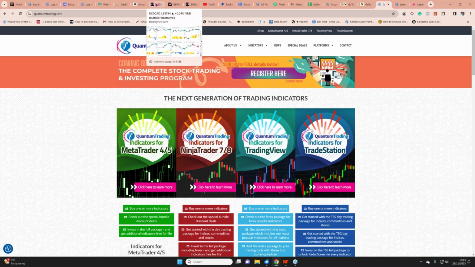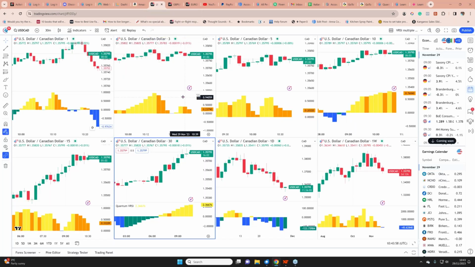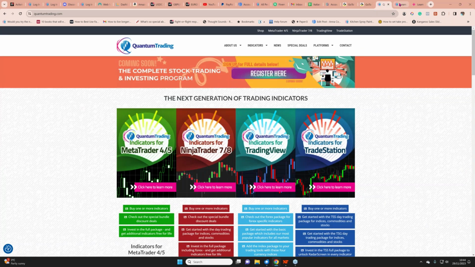In fact, over here, this is the volume, the VRSI, which is one of our latest. This is a volume relative strength indicator. These colored volume bars down here. I've recorded a load of videos on this indicator, which you'll find on the quantum trading site. This is the Forex site.